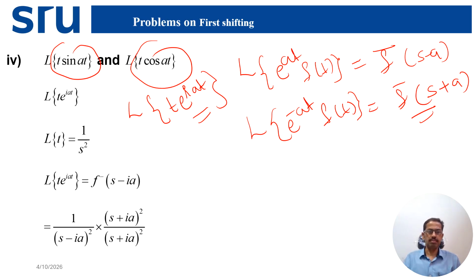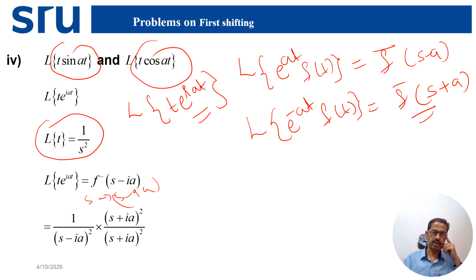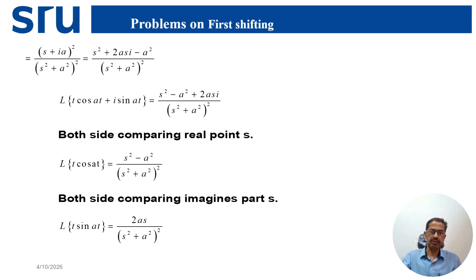What is the Laplace transform of t? It is 1 by s square. Now for t into e^(iat), where f bar is the transform, s is replaced by s minus ia. Then rationalize this: multiply and divide by (s plus ia) whole square. So by simplification, what do we get here?